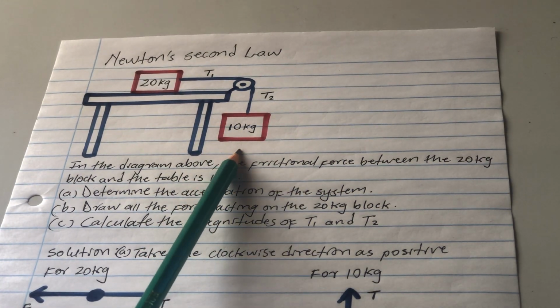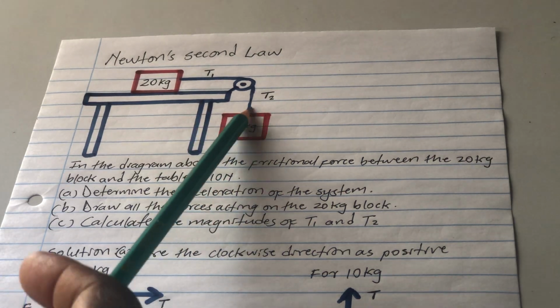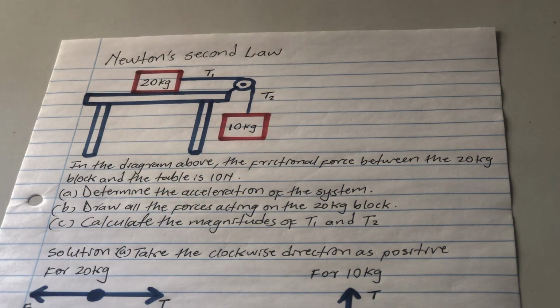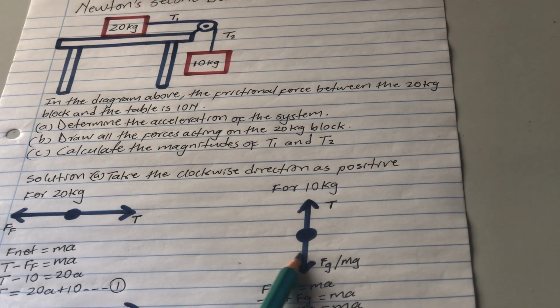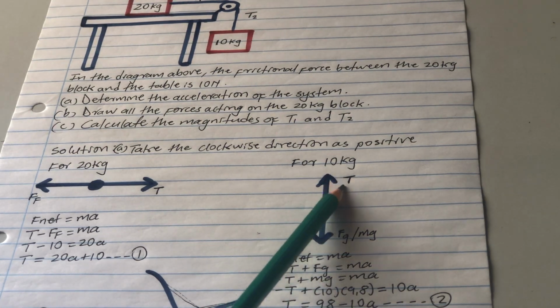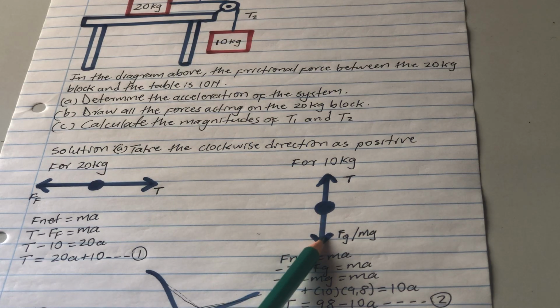We have FG, which is pointing vertical downwards, and we have T2. T2 is pointing up. So here are the forces that are acting on a 10 kg block, FG or MG, and T2. T2 pointing up, and then FG pointing down.